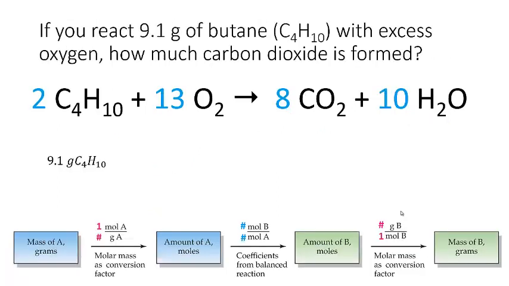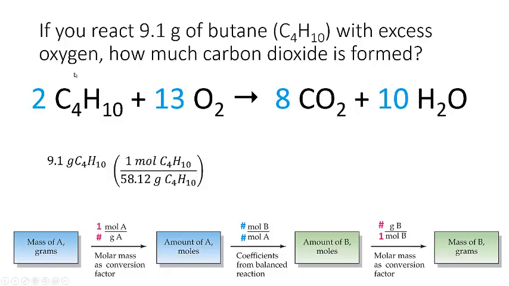Let's try another one. This time we're going to start out with 9.1 grams of butane. With excess oxygen, how much carbon dioxide is formed? So in this case, it's the same process, just our names have changed. So mass of A, that is what we're starting out with, 9.1 grams of butane. What is next? We need to convert from grams of butane to moles of butane, which means our next conversion factor should have grams of butane in the denominator, moles of butane in the numerator. The number that goes here is the mass of 4 carbons plus 10 hydrogens. That will allow us to convert to moles.